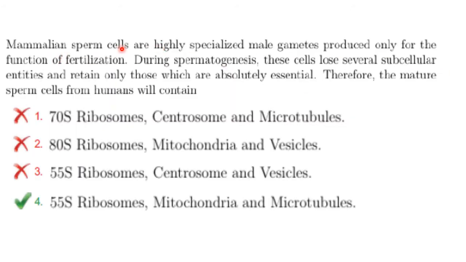Next one. Mammalian sperm cells are highly specialized male gametes produced only for the function of fertilization. During spermatogenesis, these cells lose several subcellular entities and retain only those which are absolutely essential. Therefore, the mature sperm cells from humans will contain 55S ribosomes, mitochondria and microtubules. So option 4 is the answer. They don't contain 80S and 70S ribosomes. 55S ribosome is present in human male sperm cells. Then mitochondria are present as well as microtubules.